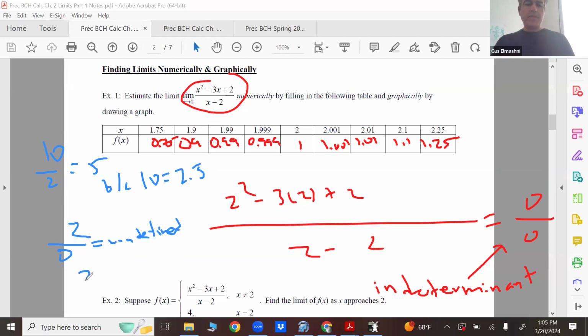However, can I multiply a number by 0 and get 2? No, there's no such number that ever exists. That's why it's undefined. There's no definition for it. It just can't happen. Now, indeterminate is a different scenario.